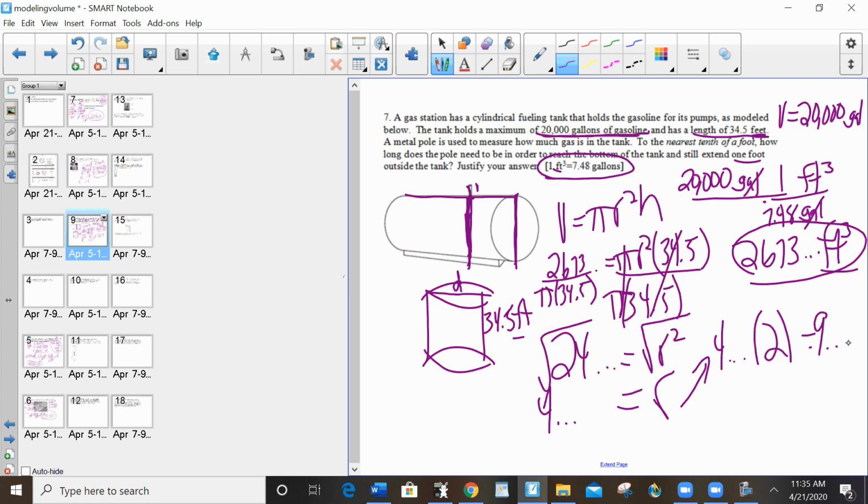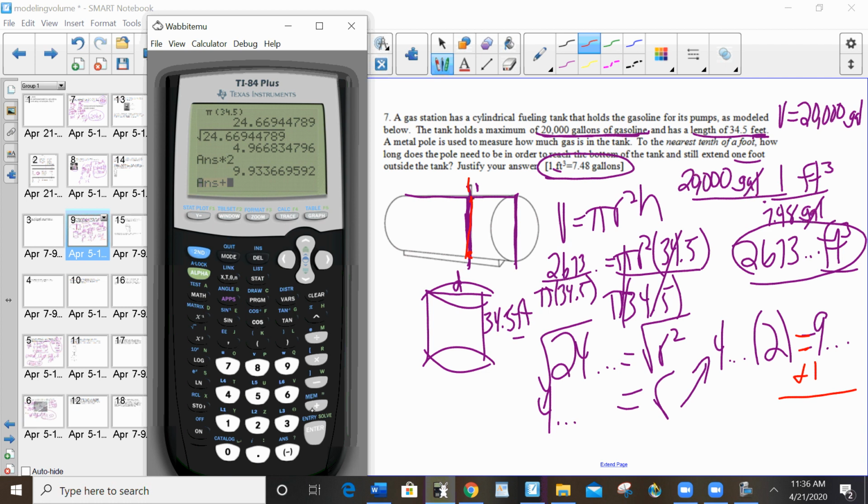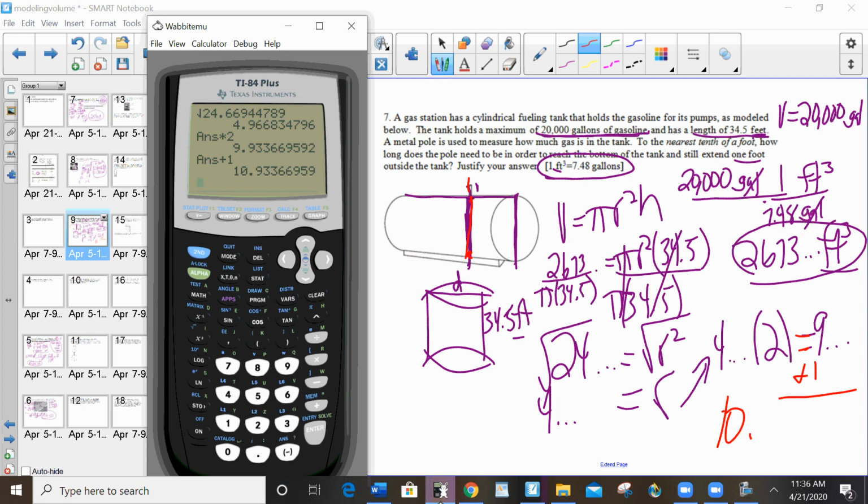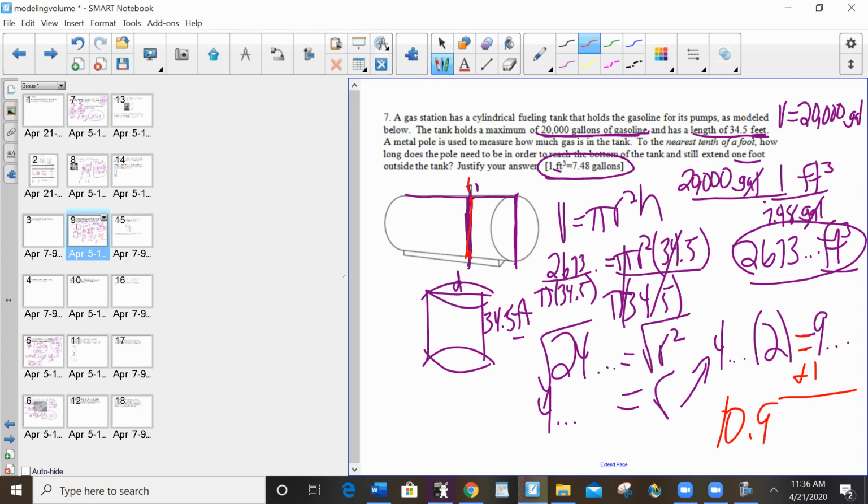Now that I have the diameter, that's the distance from here to here. The pole, it wants to be 1 more foot, so I'm going to add 1 to that. And my answer is 10.93366 dot dot dot. It wants the answer to the nearest tenth. That's going to be 10.9 feet.